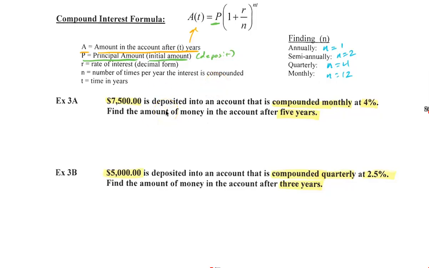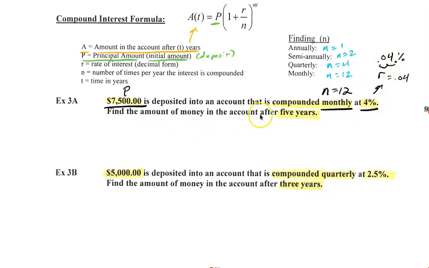So this first one, 7,500 deposits. That's our P into an account that compounds monthly. So remember, monthly is they're going to do it once a month. So there's 12 months in a year at a rate of 4%. So remember, we got to make that a decimal. The way you make that decimal, if it's 4%, if you don't see the decimal, it's behind the number, and you have to move it over 2 spots. So 0.04, like that. Right? So that's how you make it a decimal from a percent.